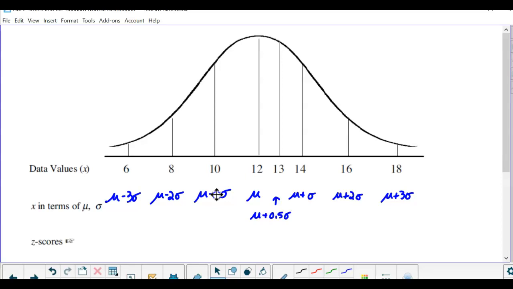So what are the z-scores? They're just the coefficient of sigma. -3, -2, -1, 0, 0.5, 1, 2, 3.